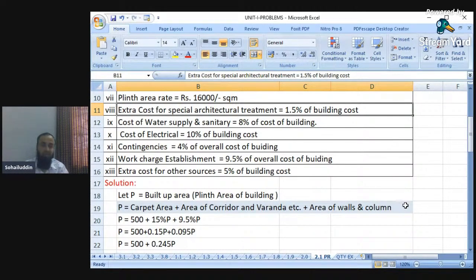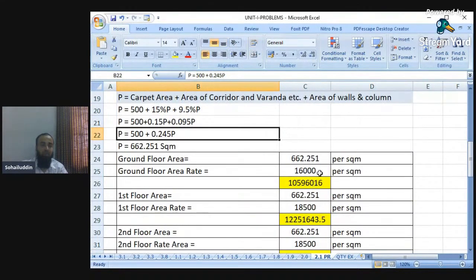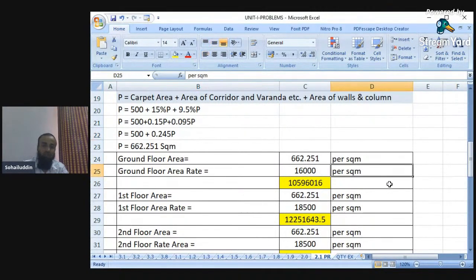In the same way, the plinth area rate is the same. Suppose we are assuming P as the plinth area, then the built up area or plinth area of the building, then the carpet area. In the same way the additions are there, 15% and 9.5%. P comes about 662.251 square meters. Next is the ground floor area rate, which is again taken as 16,000.